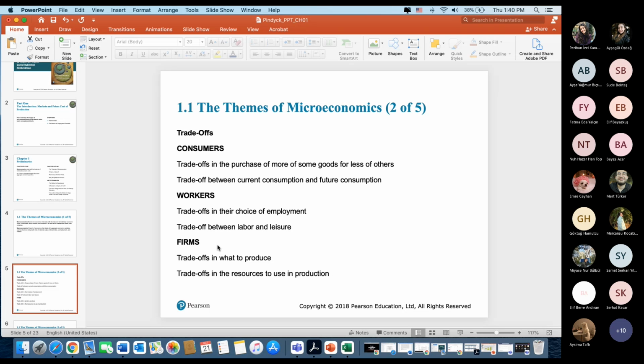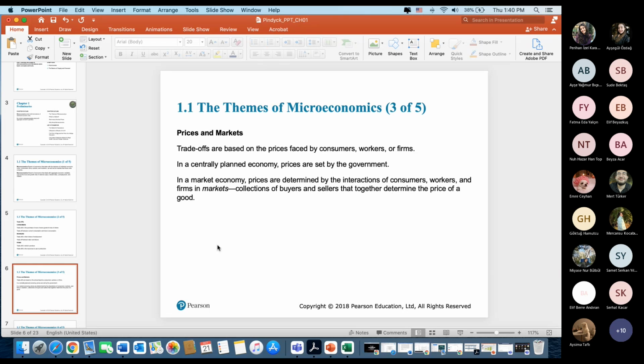And the trade-off in what to produce for firms is the trade-off in the resources to use in production every time. And then there are prices and the markets. Trades are based on the prices faced by consumers, workers, and the firms. In a centrally planned economy, prices are set by the government.